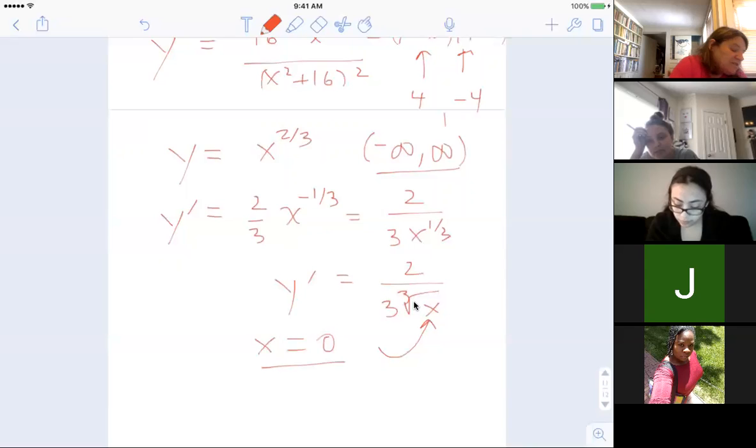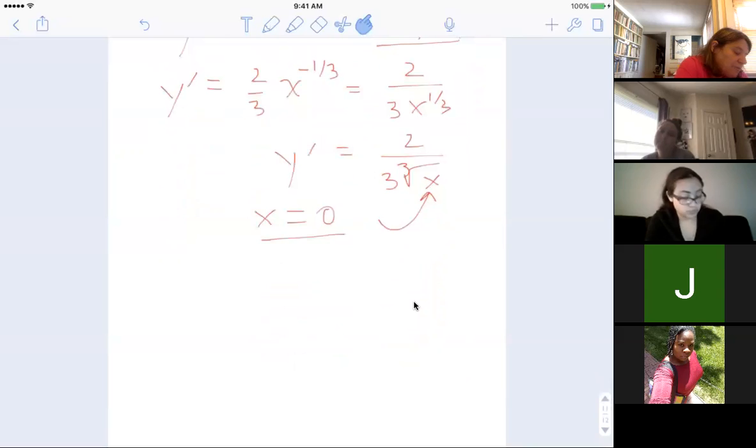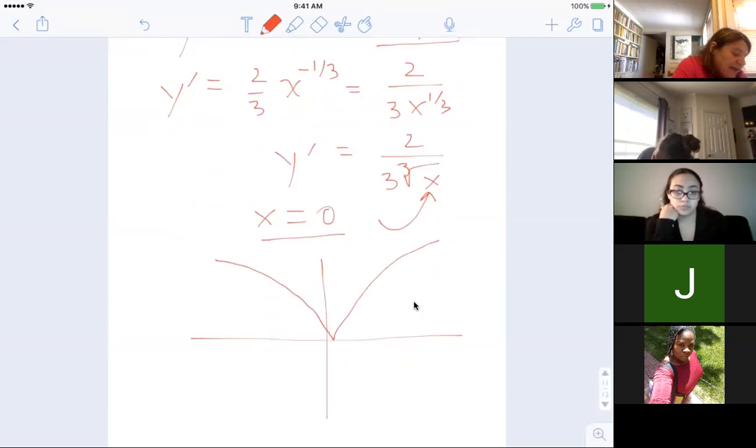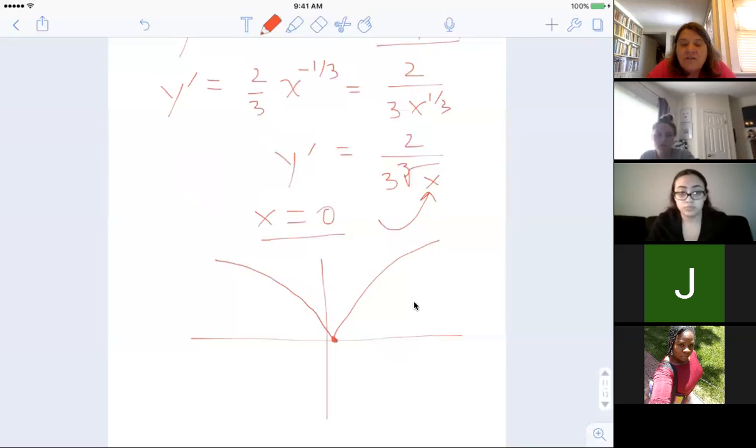But if the function is defined there, then you will have a critical number there. So let me show you what happens. The function exists everywhere. If you were to put this on your calculator, you would get something that looked like that. At that very point, 0 is a critical number. The function exists there, but the derivative doesn't. So critical numbers can be at two places.